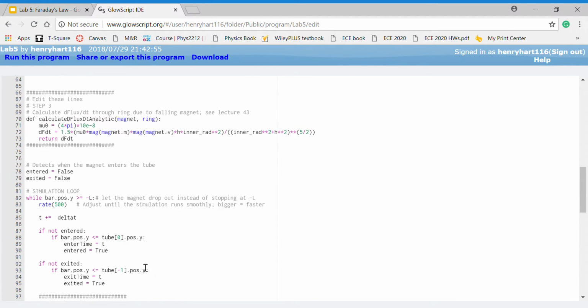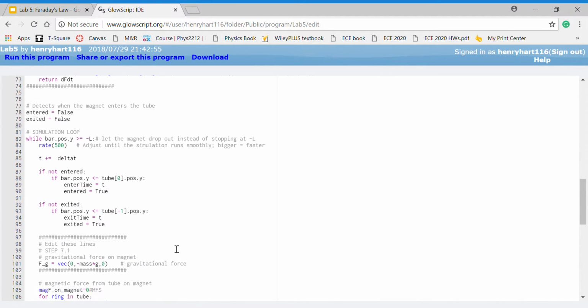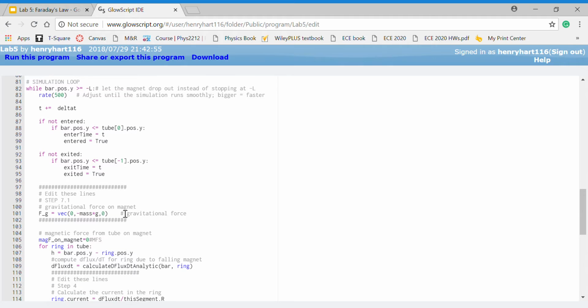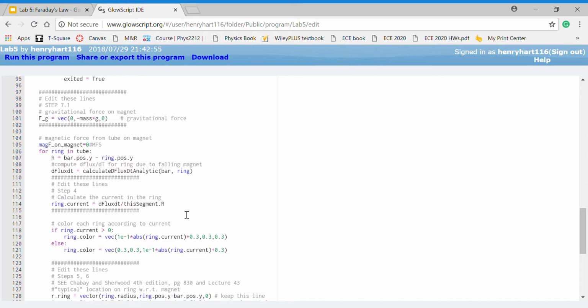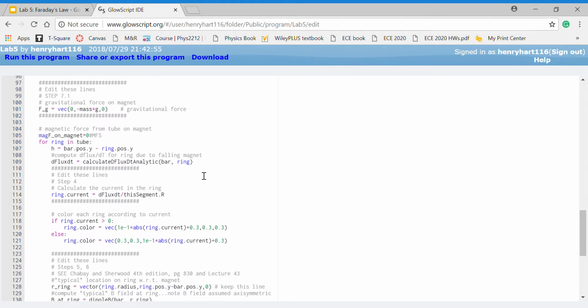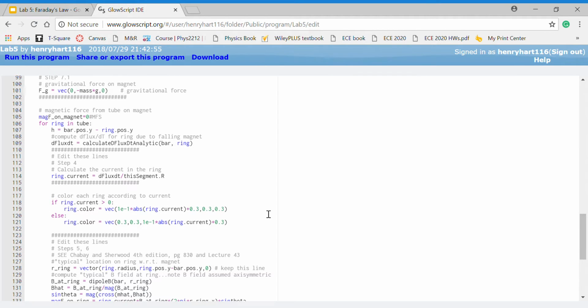We then were given a simulation loop where we had to do a few edits. First, we created what the gravitational force would be on the magnet, which is just negative mass times the gravity constant 9.8 in the y direction. And then we have another loop that calculates every simulated ring in the tube and finds the change in flux and then uses that change in flux to find the current of each ring.